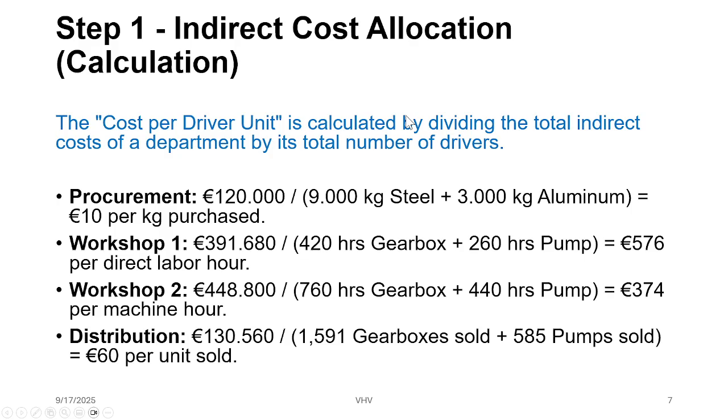Now that we have the total drivers, we calculate the allocation rate, or cost per driver unit. This is found by dividing the total indirect cost to each center by its total driver. For procurement, 120,000 divided by 12,000 kilograms, so 10 euro per kilogram purchased, right?